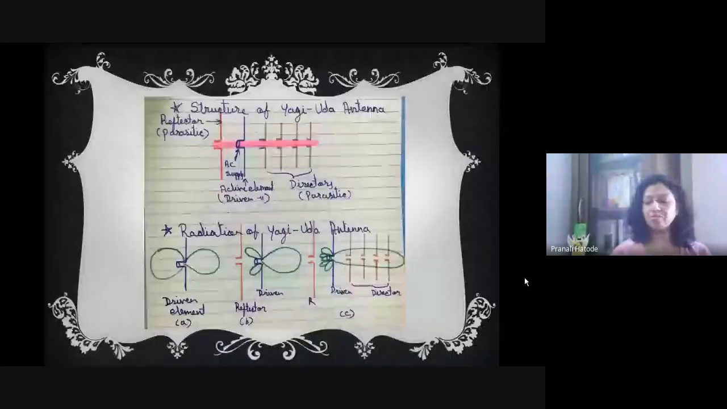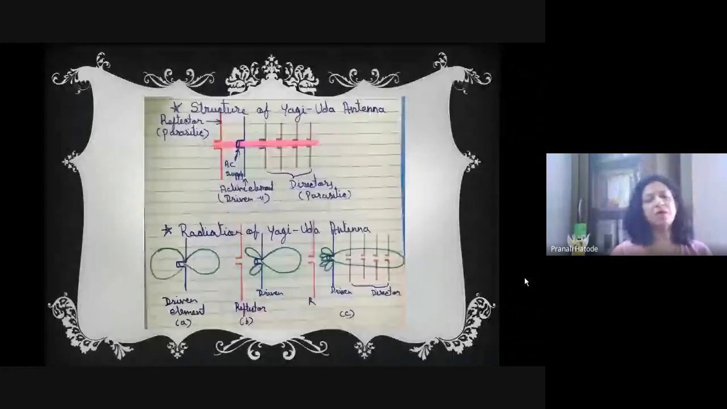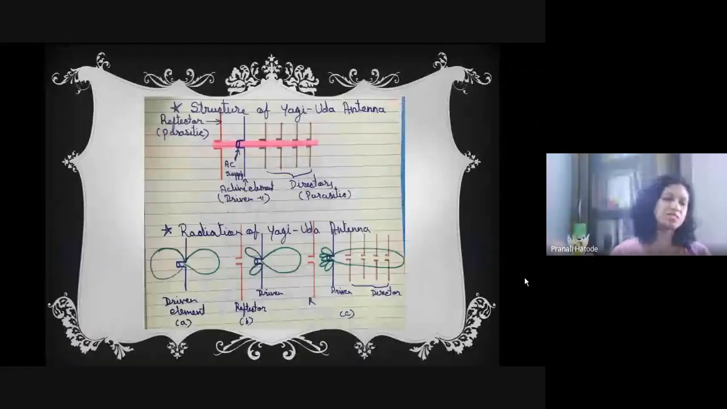But when I started with the Yagi-Uda antenna, I said that the Yagi-Uda antenna is a directional antenna. Now we have to understand how all these other elements, the parasitic elements which are not active elements, help to direct this radiation into one particular direction.